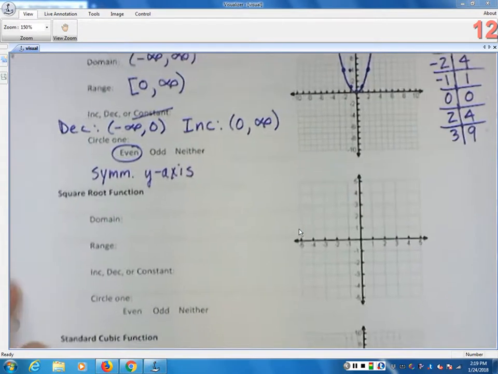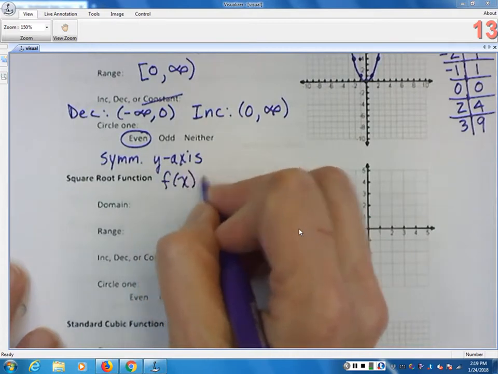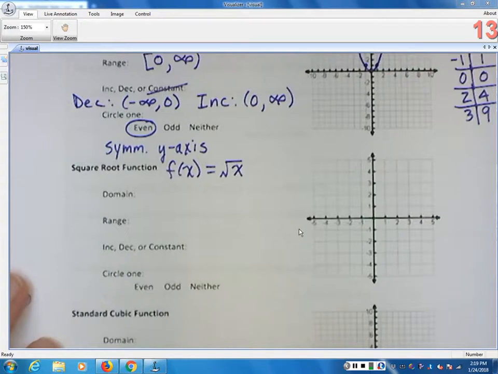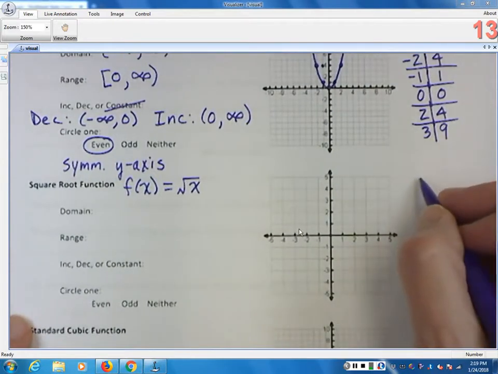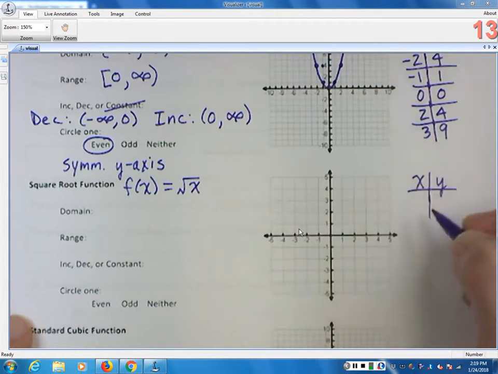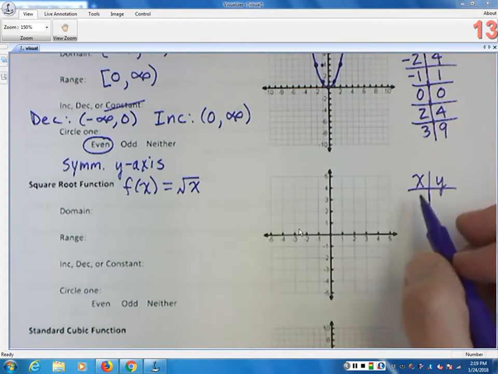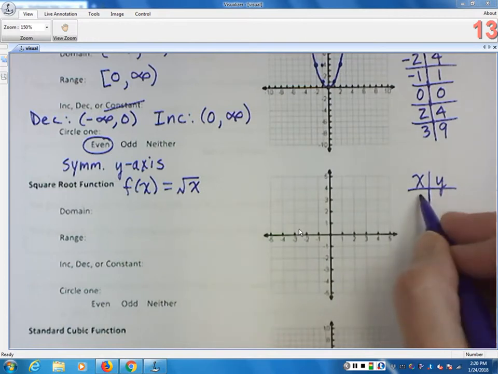Now the square root function, f of x equals the square root of x. So we can make a table of values. To draw a graph, if you try to take a square root of -1, can you draw that on this graph? No. So we have to start with 0.